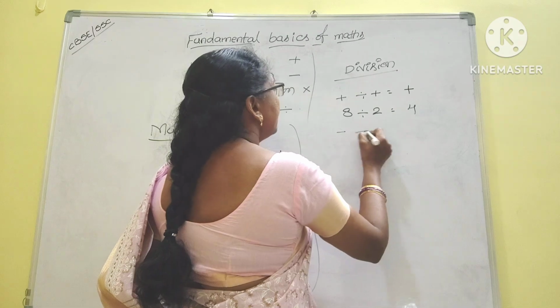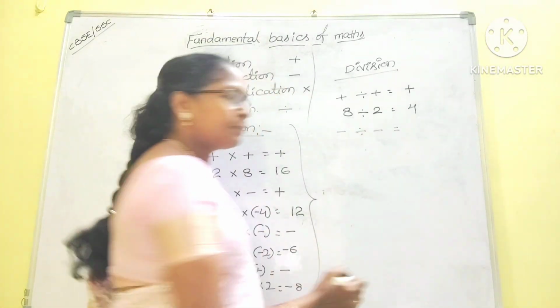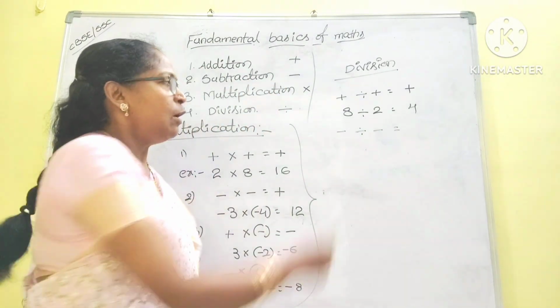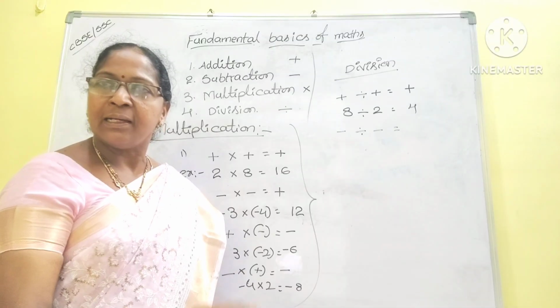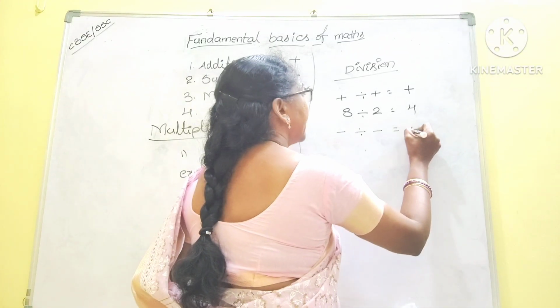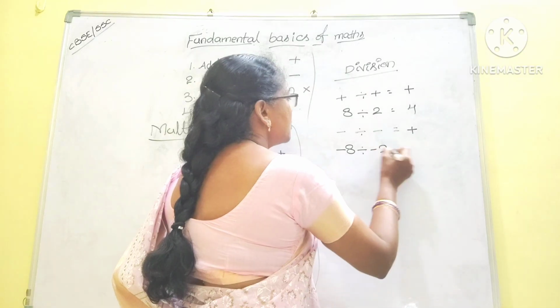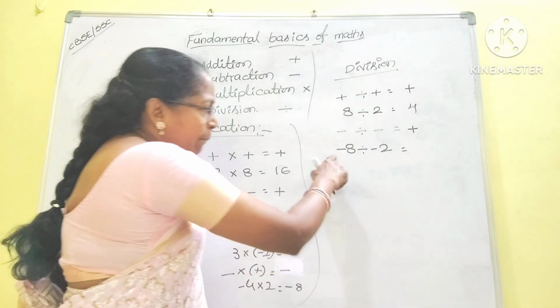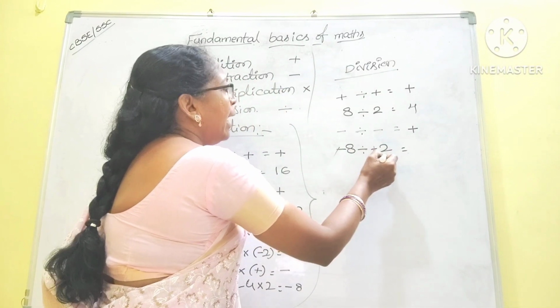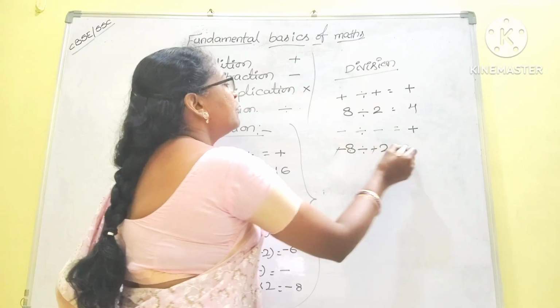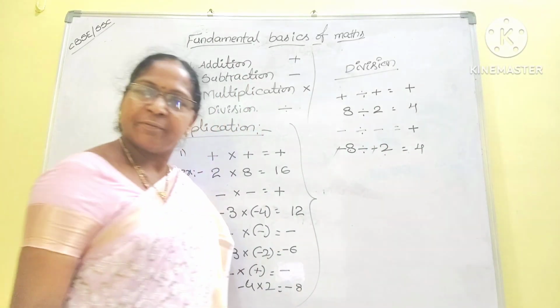Again minus divided by minus. Minus by minus. Both minus will be cancelled and you will get positive sign. Example, minus 8 divided by minus 2. That equal to minus and minus cancel. Again 2 is divisible into 8, 4 times. The answer is 4.